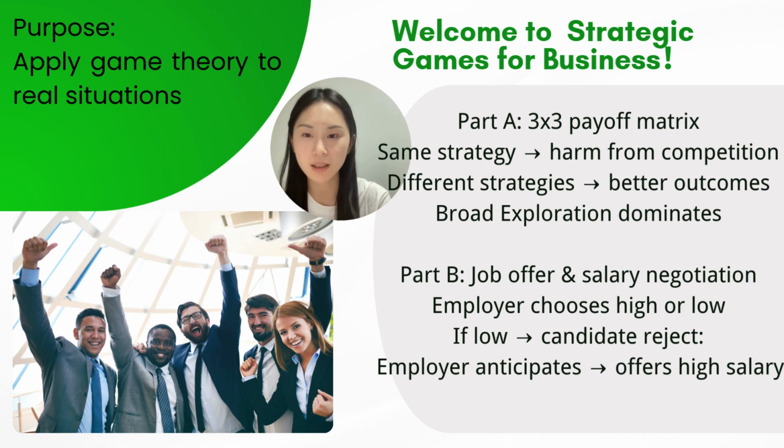In part B, we studied a job offer and salary negotiation. The game was sequential, not simultaneous. The employer moved first. Then the candidate made a choice. The employer could choose to give a high salary or low salary. If the employer gave a low salary, the candidate would reject the offer. Knowing this, the employer had a reason to give a high salary from the start. This shows the idea of rollback equilibrium, which explains the choice step by step.